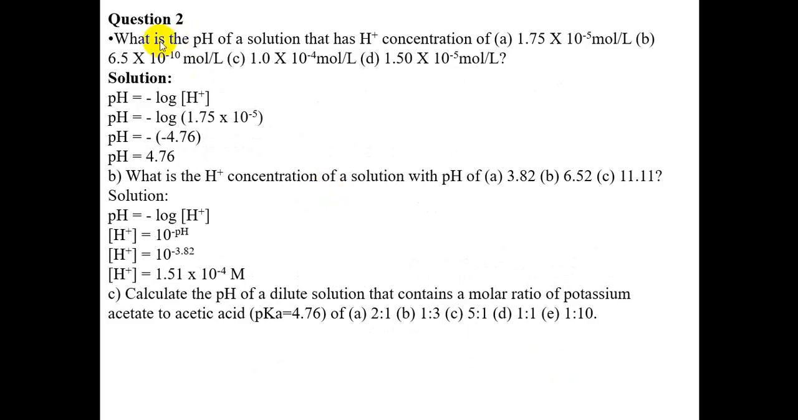Question 2. What is the pH of a solution that has a hydrogen ion concentration of 1.75 times 10 raised to the power minus 5 mole per liter?